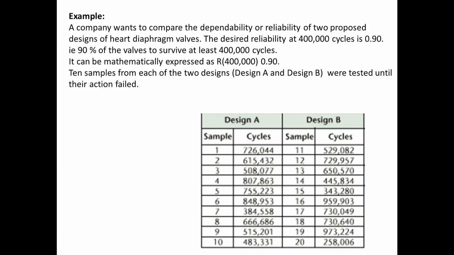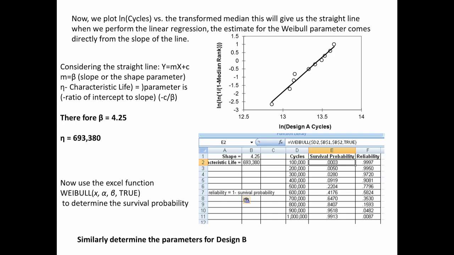So, what is the question? The desired reliability at 400,000 cycles is 0.9. Okay. Now, we can calculate the survival probability using the Weibull function available in Excel. We know 400,000 as our data x, and we know alpha as 4.25, beta as 693,380. Okay. When we do that, we get the survival probability.